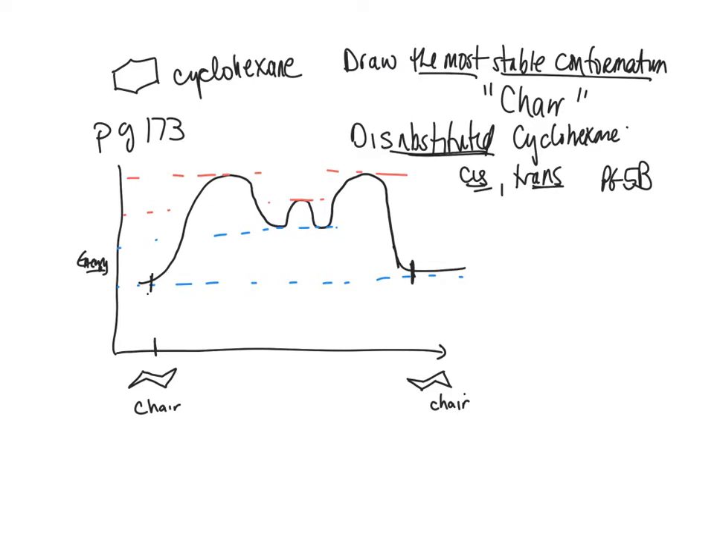Okay, so at the top here, you have a half chair. This is the half chair. You don't have to draw the half chair. But I just want to show you that these go through the different conformations. You have a boat here. This is called the boat. And then here you have a twist boat.